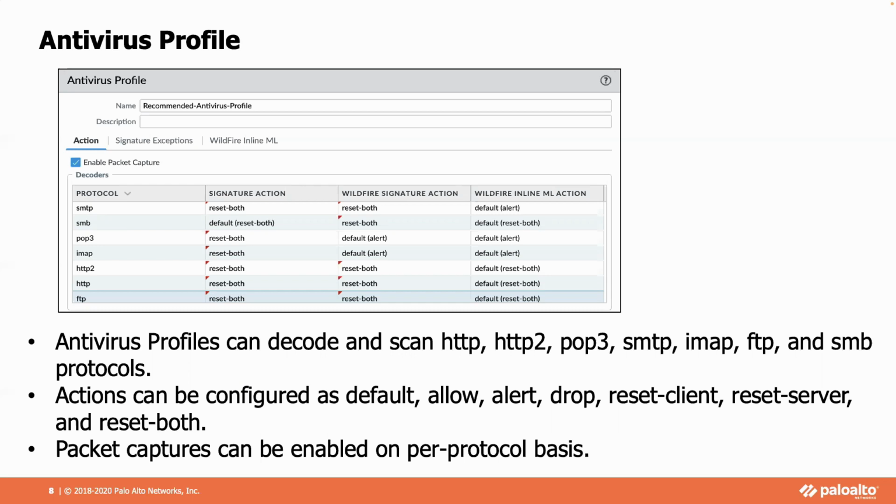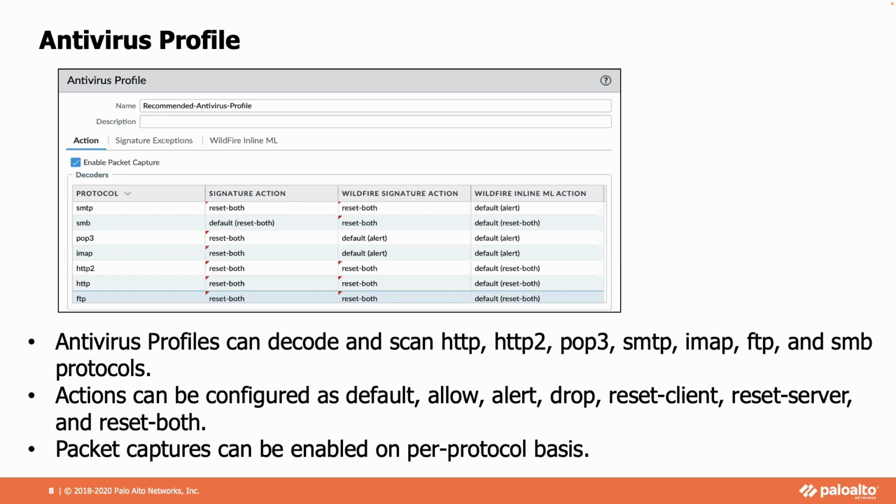Alert or drop or do a one-way or bidirectional reset. You could change the behavior to allow or maybe just alert. Allow means we're going to let it through. We're not going to tell you about it. We're just saying the gates are open. If we alert, we let it through, but we do still put an entry in the threat logs. Sometimes that's a really good idea.